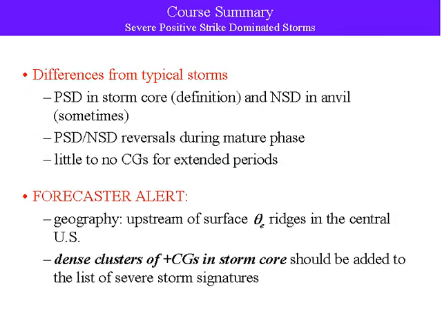For severe PSD storms, we see many differences from the typical storm. The storms are positive strike dominated within the core and negative strike dominated within the anvil. We oftentimes see PSD to NSD reversals during the mature phase, and sometimes little to no CGs for extended periods, which is probably associated with a pulsing updraft.